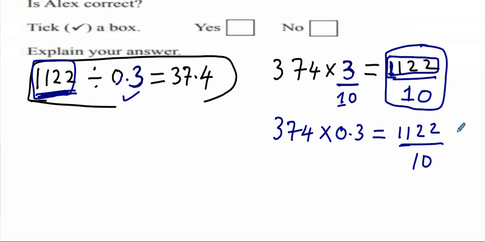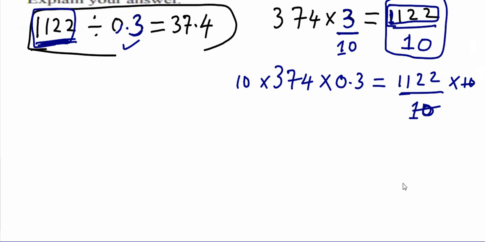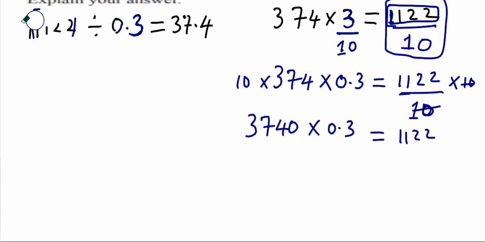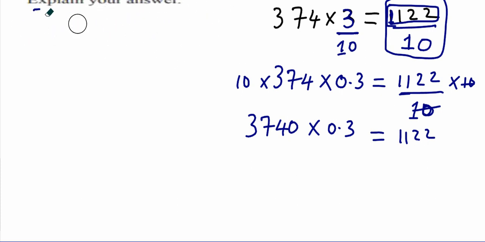What do you do? Just multiply by 10, this 10 here, and multiply by 10 on this side. So this 10 and this 10 will cancel. Okay. What is 10 times 374? The answer will be 3740 multiplied by 0.3. That will be equal to 1122. Now remember our question. Our question is 1122 divided by 0.3, is it equal to, let me write this properly.